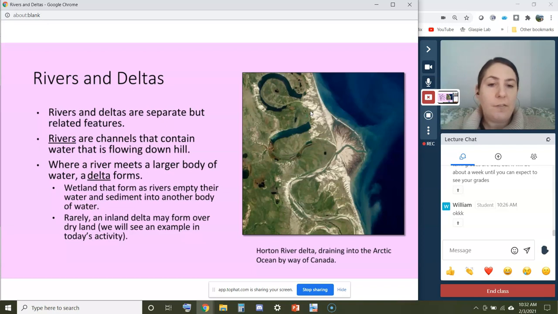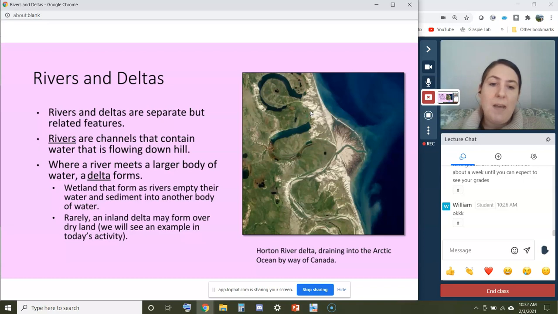So let's start off at the basic level talking about the difference between rivers and deltas. Rivers and deltas are separate, but they're related features. Rivers are channels that contain water that's flowing downhill. And then where the river meets a larger body of water, a visible delta forms. A delta is simply defined in this course as a wetland that forms as rivers empty their water and sediment into another body of water.